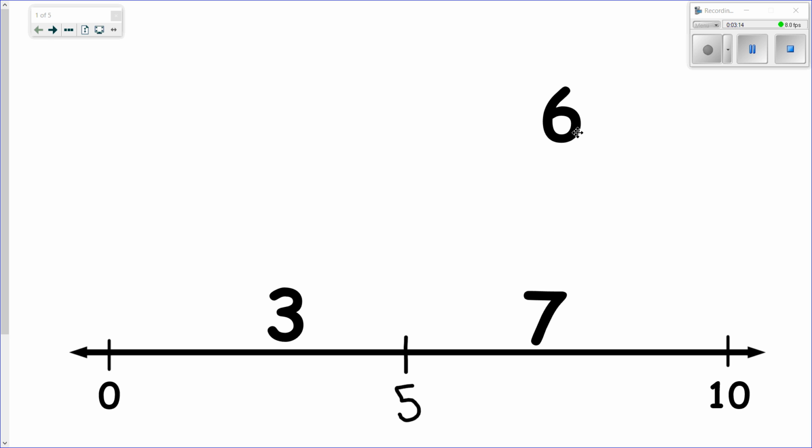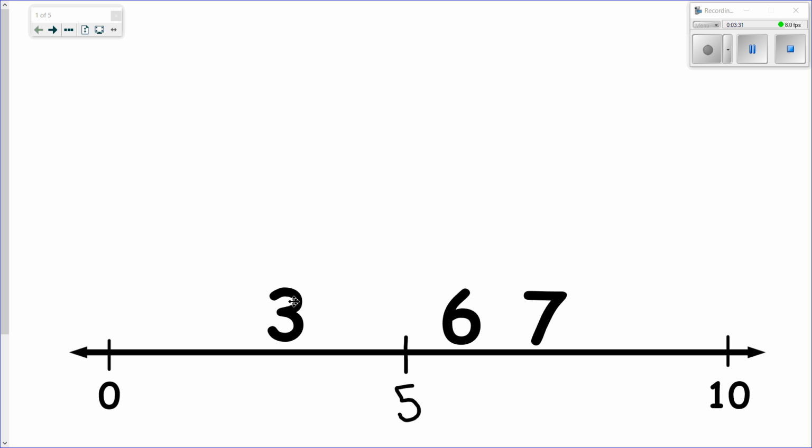We have one more number here, and that is the number 6. Now, this one is actually pretty easy because if you are familiar with your numbers, you'll know that it goes 5, 6, 7. So we're just going to plop that 6 right in between the 5 and the 7.